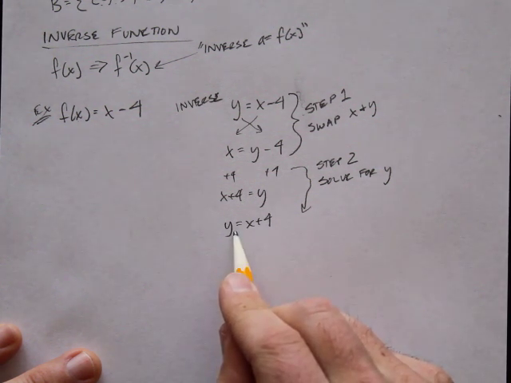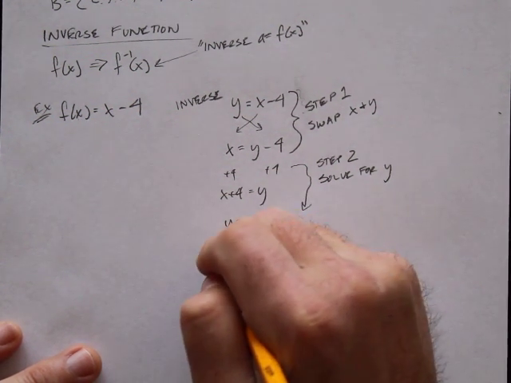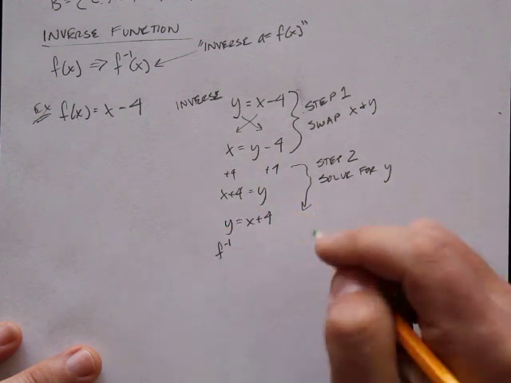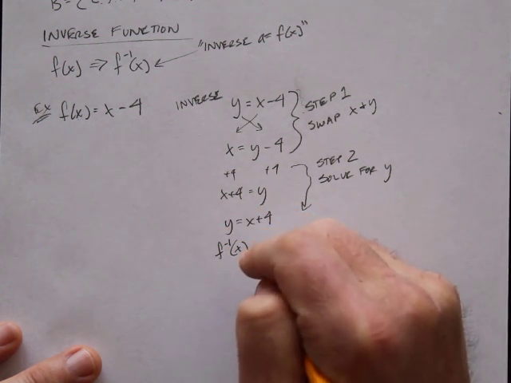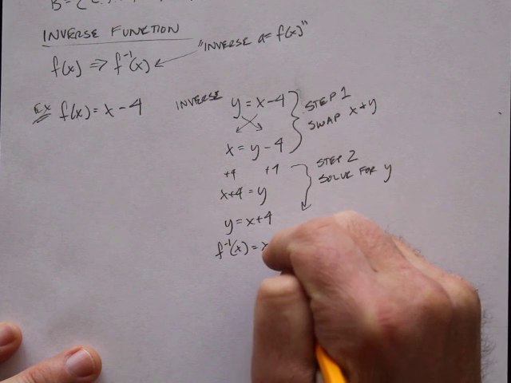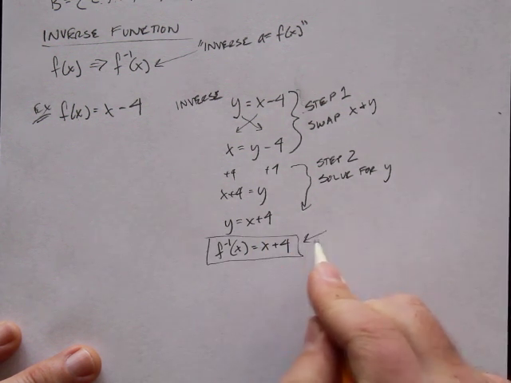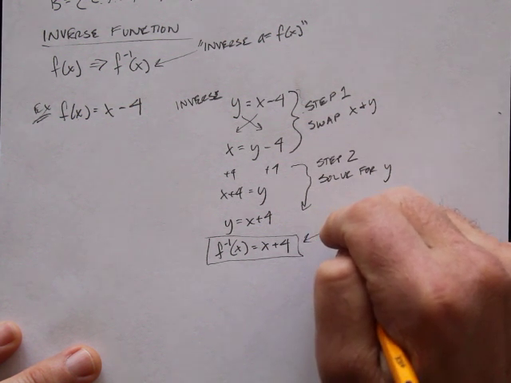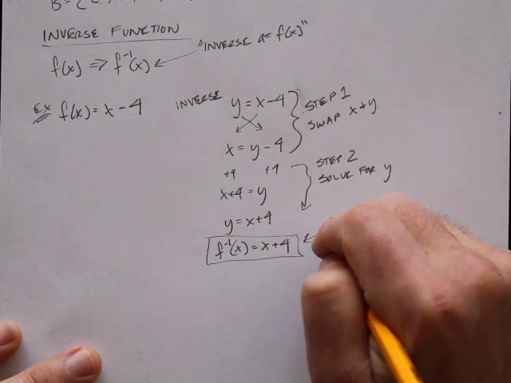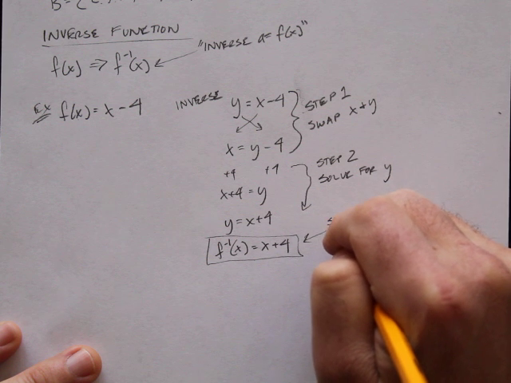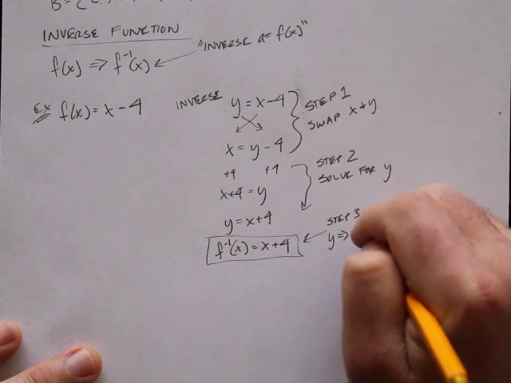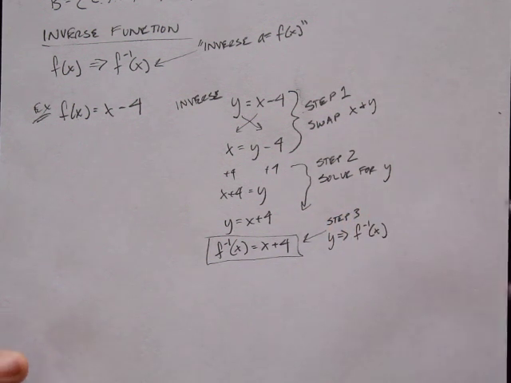There's one more thing I need to do here, and that is I need to write it as inverse of f of x equals x plus 4. So I need to swap, let's see, step 3. Exchange y for inverse of f of x. Okay.